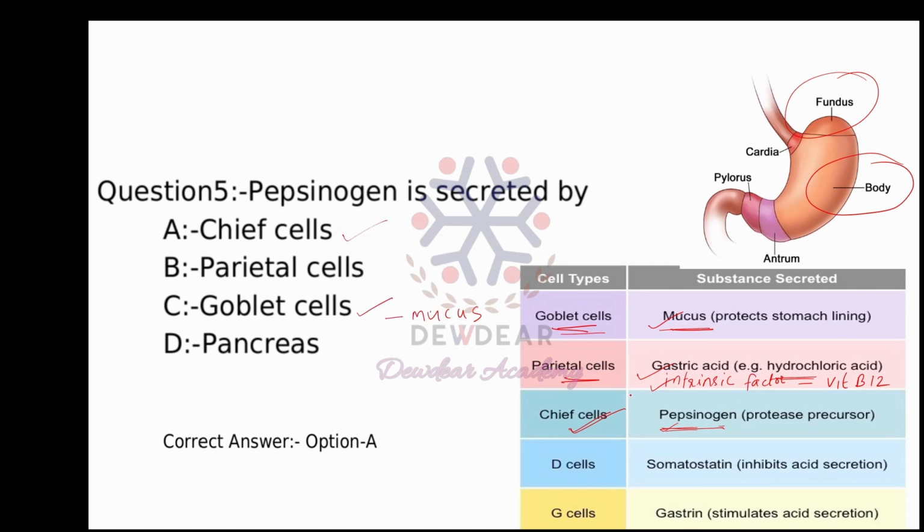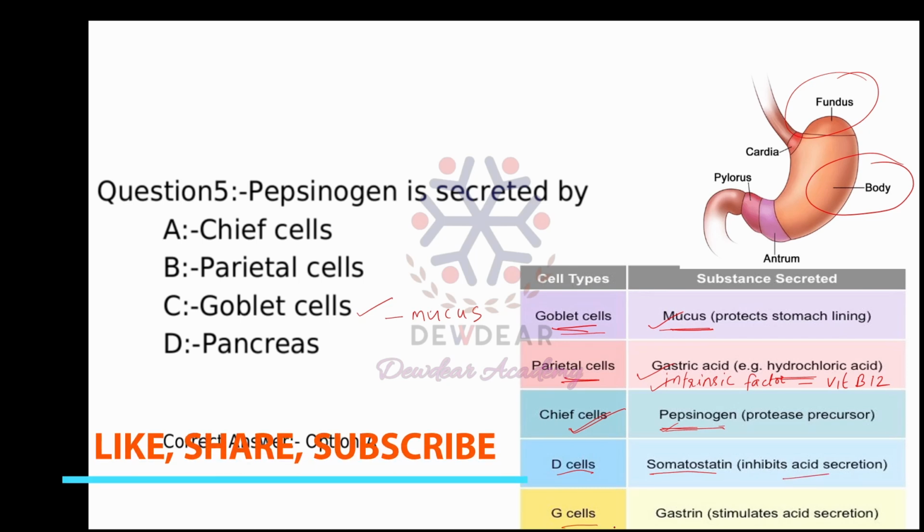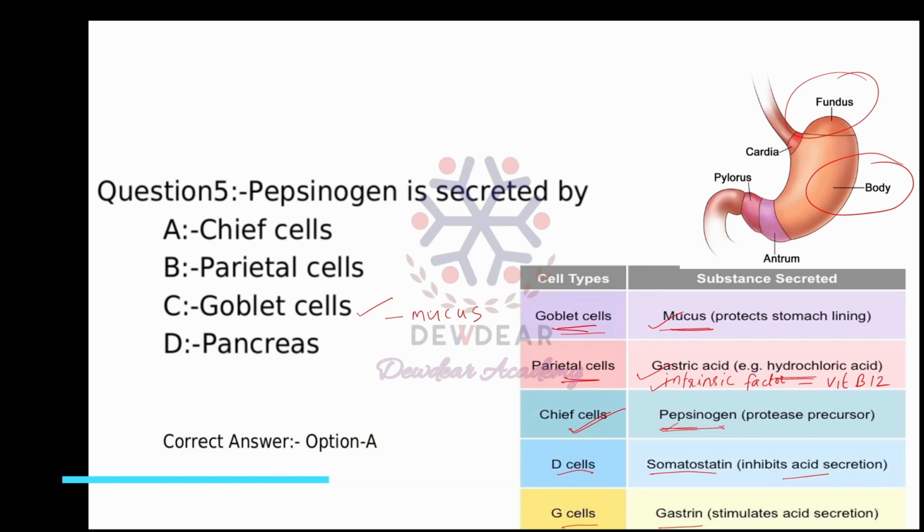Then we have the D cells. D cells secrete somatostatin, a hormone that inhibits the release of gastrin and thus reduces the hydrochloric acid production. So D cells produce somatostatin, which inhibits the acid secretion. Then next is the G cells. G cells are secreting gastrin.